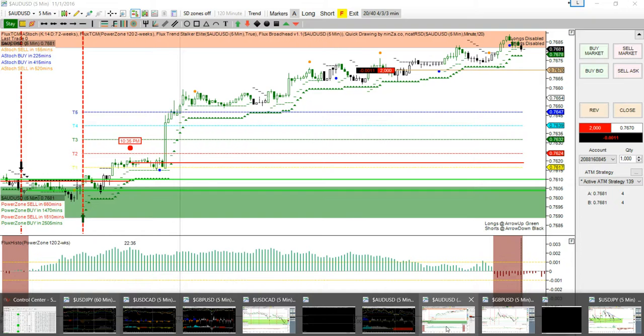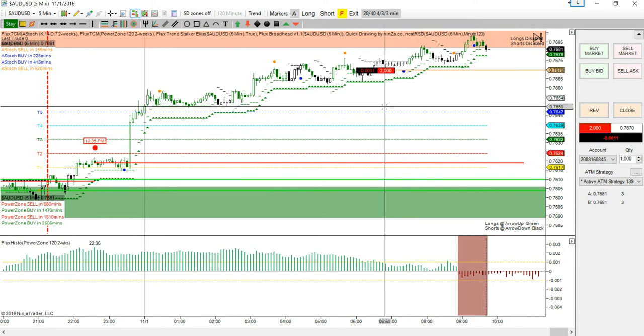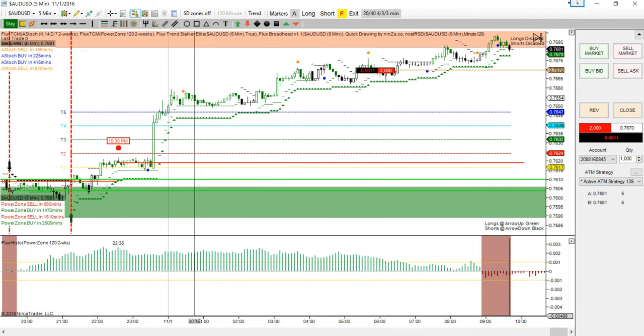All right, traders, Aussie dollar is turning over. Look at that huge trend in the Aussie dollar. So beautiful. 60-minute pull, that one.